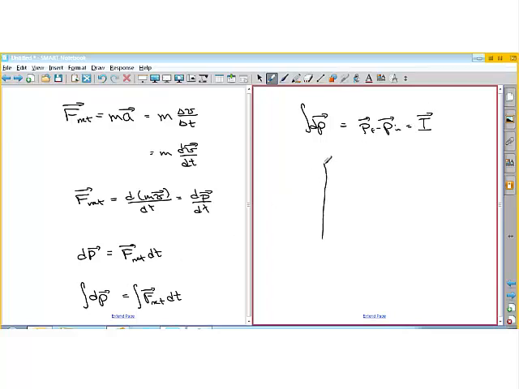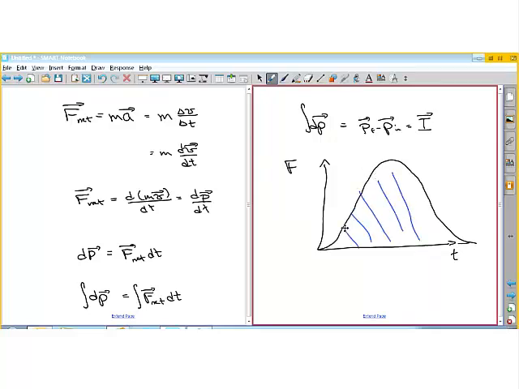If we were to take a plot of force versus time, and we have something that looks like this, then this integral, the integral of F dt, is the area underneath this curve. So the area underneath the curve, this blue part, is the integral of F vector times dt from the initial to the final time.